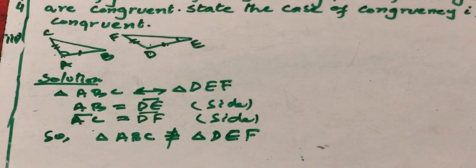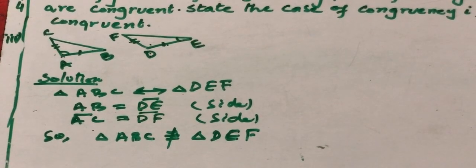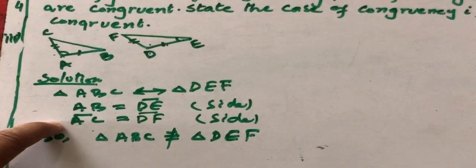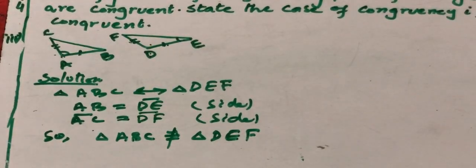So if you have to find the congruency of two triangles, at least three sides, or two angles and one side, or two sides and one angle, or two angles and one side must be equal in both the triangles to find the congruency of the two triangles. So here we have only two sides equal. At least three elements must be equal in both triangles. So we can say that these two triangles are not congruent to each other.